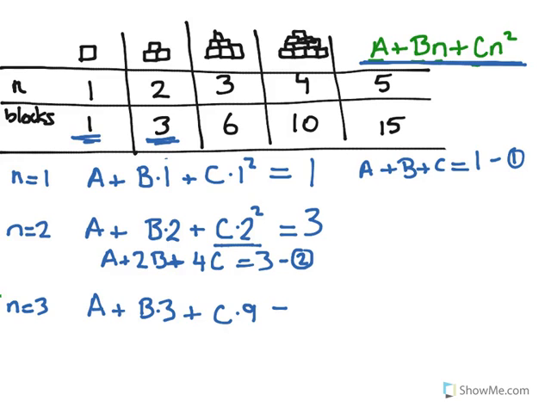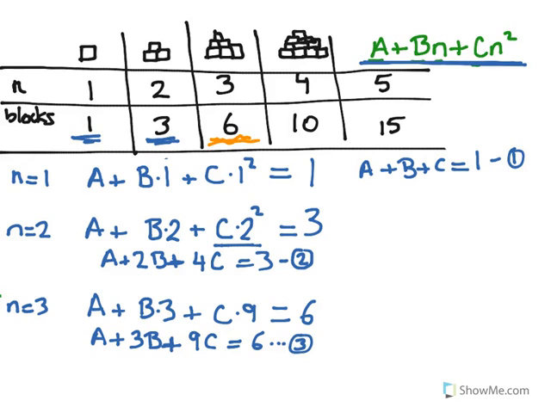We get a plus b times 3 plus c times 9 equals, and what does it equal? We look at what the number of blocks was when n equals 3. The number of blocks was 6. So the answer to our equation here is going to be 6. Let's rearrange that so it's a little bit more sensible. That gives us a plus 3b plus 9c equals 6. And this is our equation number 3.